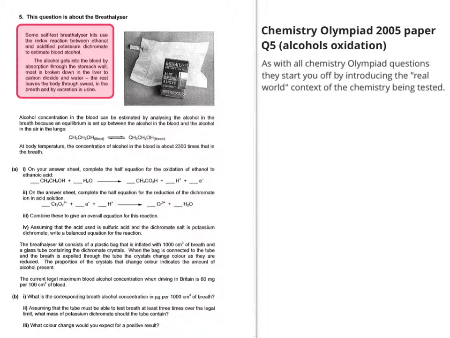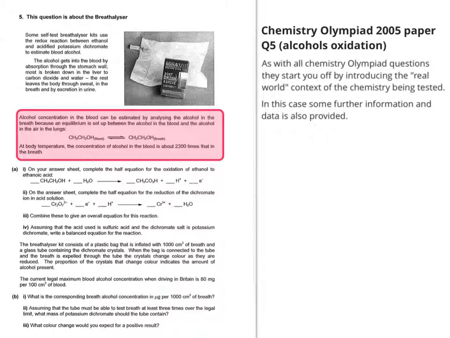In common with all chemistry Olympiad questions, you're started off by a simple description and some context, giving you an idea of where the chemistry being tested actually fits into the real world. So in this case, some further information and data is also provided to give it further focus. So let's start with part A.